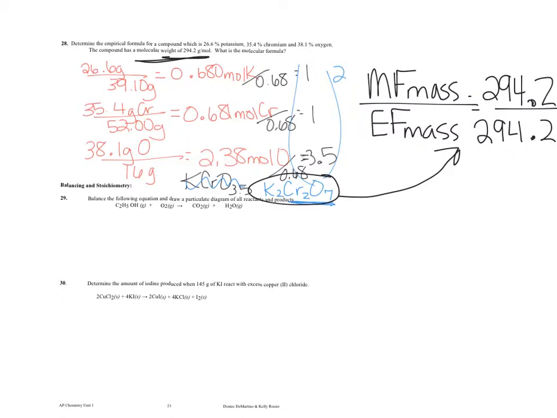So what does that mean? This is its empirical formula and molecular formula. Now, if that had not worked out, if that came out to be like a 2, I would now multiply all of my subscripts by that 2. And that's the big idea here.